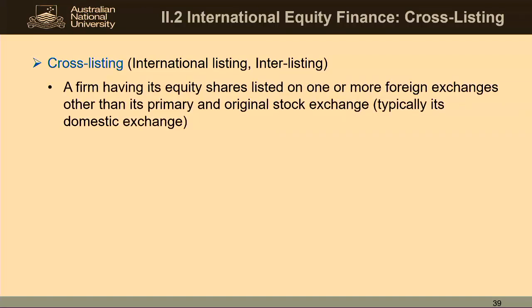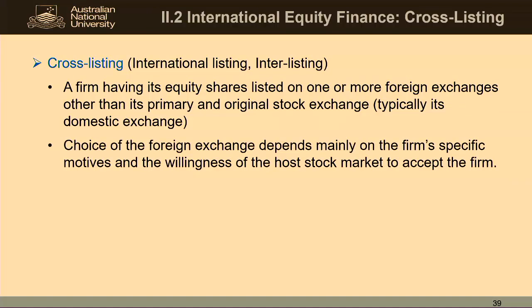Cross-listing. This is one of the most popular ways of doing international equity issuance. Cross-listing is also called international listing or interlisting. So basically, you have a company that already has an issuance or IPO within its home market, but it can also choose to have its stocks listed on a foreign market, and it can be listed on multiple different foreign markets. The choice of the foreign exchange depends mainly on the firm's specific motives and the willingness of the host stock market to accept the firm.